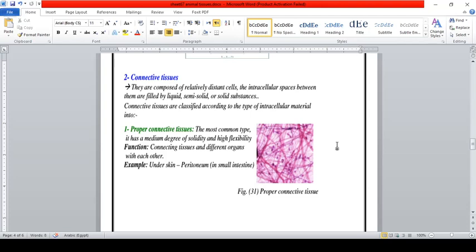Let's start with the first one and the most common type in our body, the proper connective tissue, and we call it loose connective tissue as well. This proper connective tissue has a degree of solidity and high flexibility because the intercellular substance between the cells here is semi-solid.